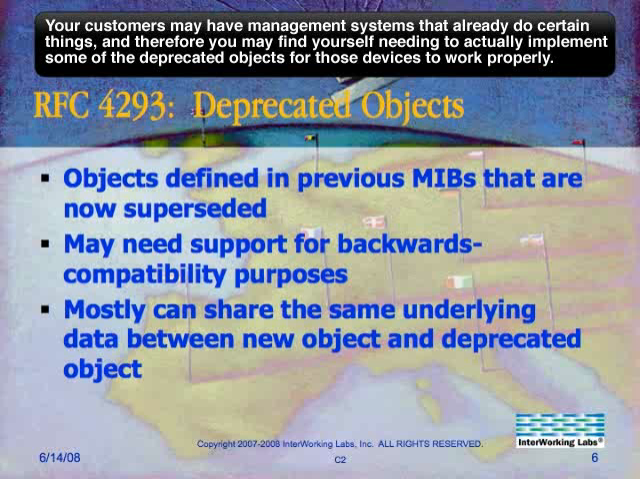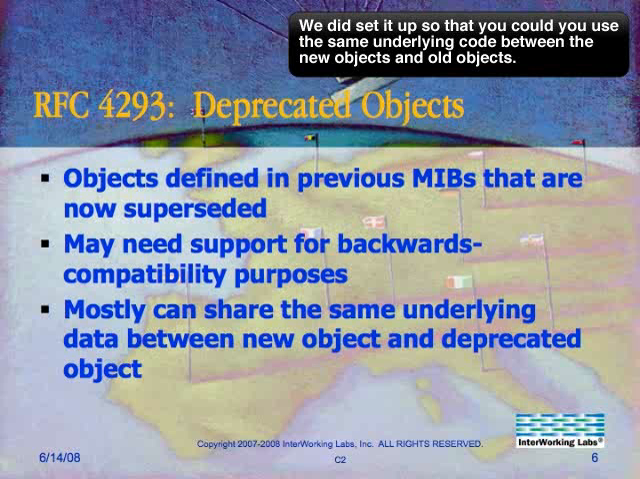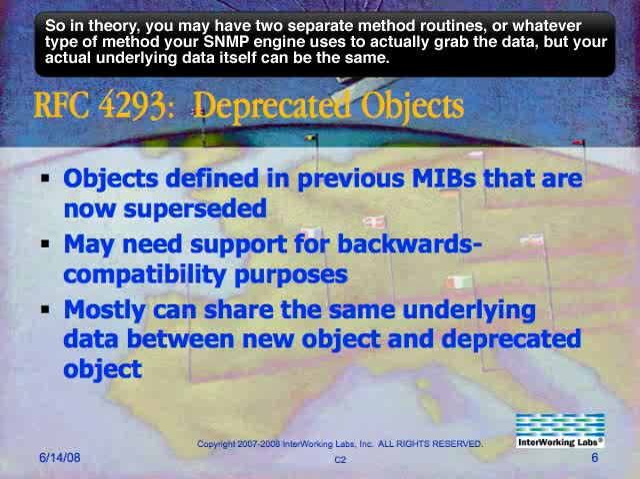Your customers may have management systems that already do certain things, and therefore you may find yourself needing to actually implement some of the deprecated objects for those devices to work properly. We did try and set it up so that you can use the same underlying code between the new objects and the old objects, so that in theory all you'll have is two separate method routines or whatever other method your SNMP engine uses to actually grab the data, but your actual underlying data itself can be the same.